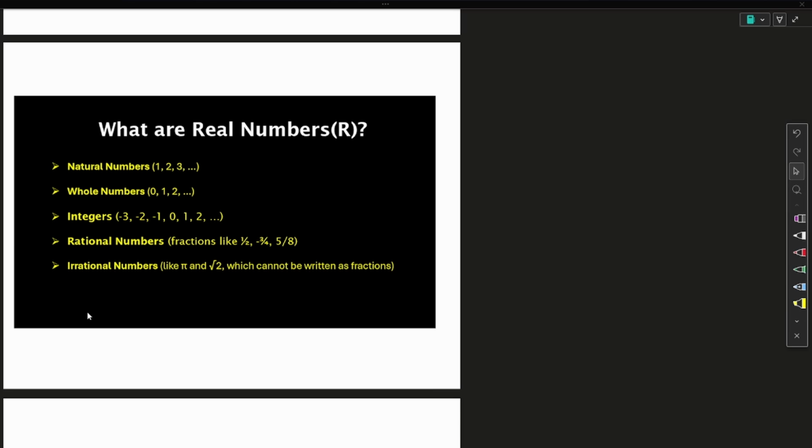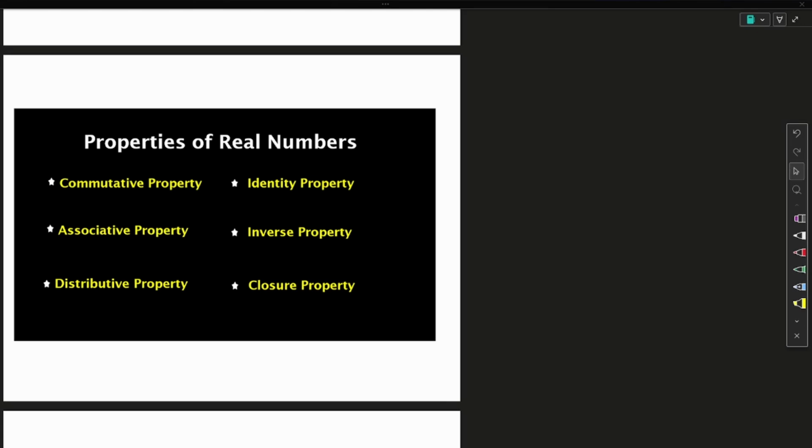So, to work effectively with real numbers, we need to understand their properties and how they behave under the arithmetic operations of addition, subtraction, multiplication, and division. So, what are the properties of real numbers? The properties of real numbers include, but are not limited to, the commutative property, associative property, distributive property, identity property, inverse property, and closure property.